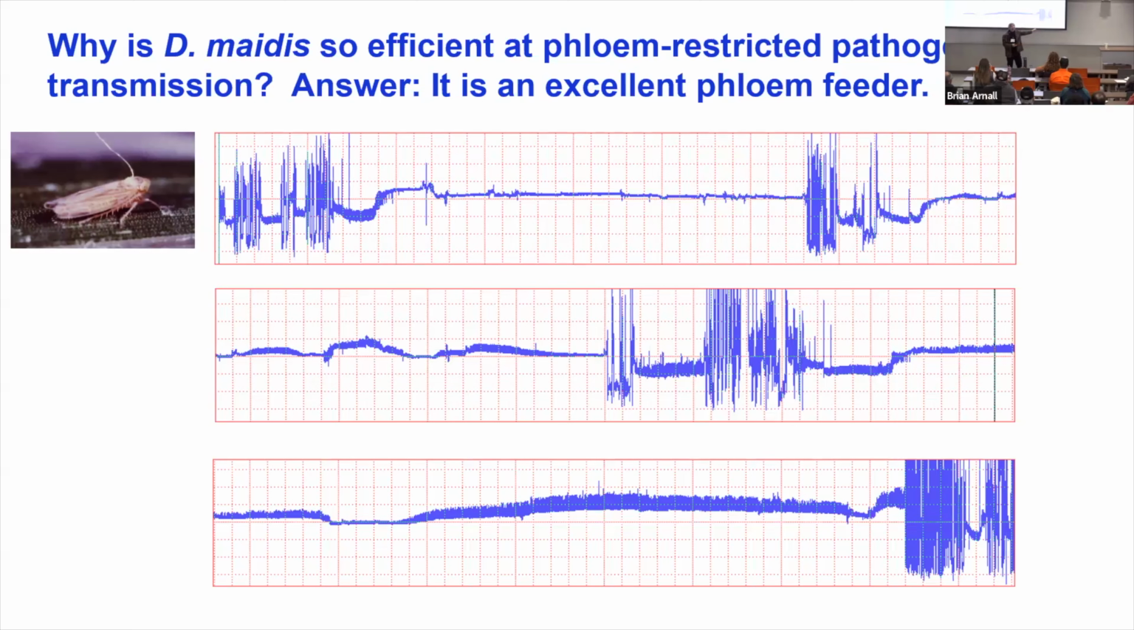This is a 24-hour sequence, 1 day. She spent most of her time feeding from the phloem. The vast majority of Dalbulus hoppers do the same thing. They are really good at tapping into and ingesting from the phloem. Okay, this is the primary reason why we get almost 100% transmission using single Dalbulus maidis leafhoppers when they've acquired corn stunt spiroplasma. Extremely efficient. That's our problem.